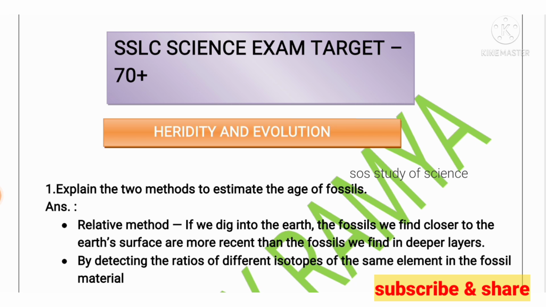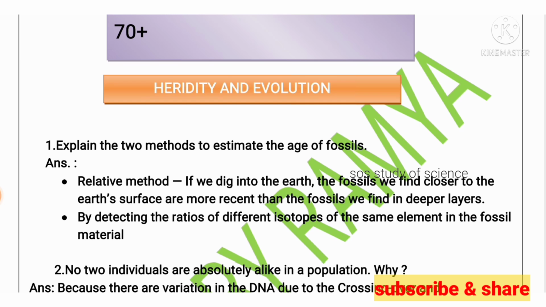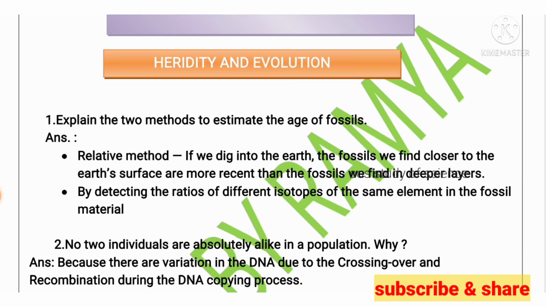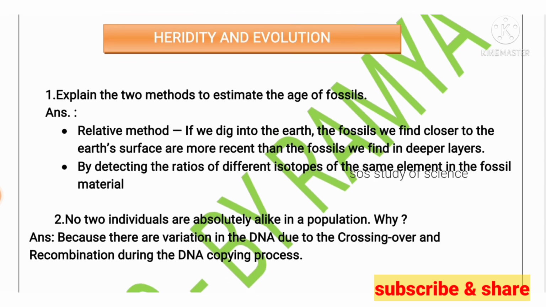When we look at Heredity and Evolution, a minimum of 5 to 6 marks is expected from this lesson in your final examination. When we look at both the model paper and the preparatory paper, we can see 5 to 6 marks have been allotted for this lesson. So let us understand the important questions.